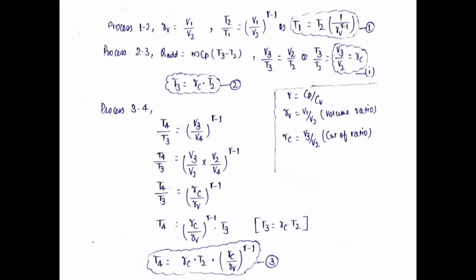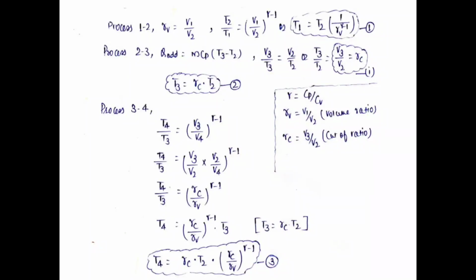Here we know the value of the multiply and divided by V2 value. So V3 by V2 we know the RC value, and V2 by V1 we know the value of RV, that is 1 by RV. Finally we get the formula T4 by T3 equal to (RC divided by RV) whole raised to gamma minus 1. From this equation we can find out the T4 value.